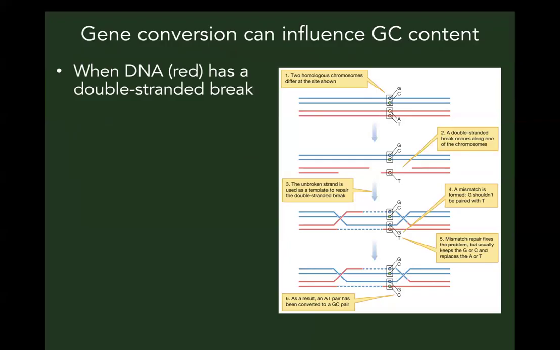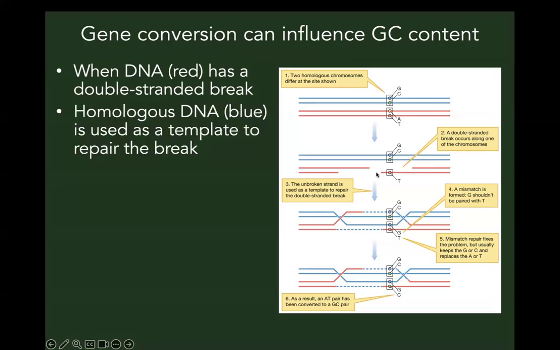One thing that people have found can influence GC content has to do with gene conversion. So let's talk about what that means. Okay, so here you have two homologous chromosomes. What does it mean that they're homologous? It's a matching pair. So these are the two strands of each of the homologous chromosomes. And the red one has a double-stranded break. Ouch. Yeah, right there. The blue one is being used as a template to repair the break, right? So the repair mechanisms are reading the sequence of the blue to fill in the gap for the double-stranded break.